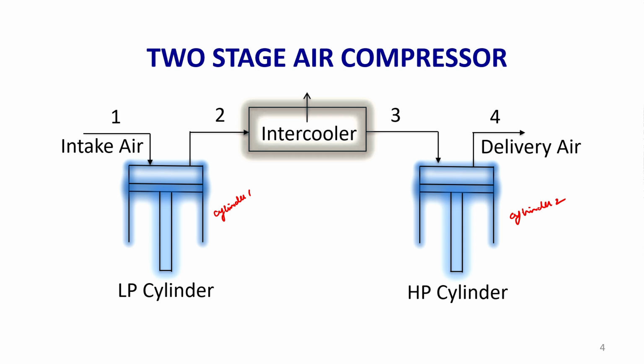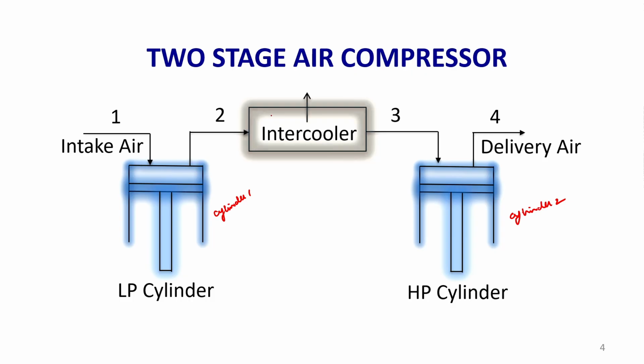In the intercooler, heat is removed from the compressed air, bringing down its temperature alone by a medium. So, we can use a coolant like water. So, the temperature is brought down and the compressed air from the low pressure cylinder, after it is cooled, where its temperature is reduced, is again circulated to the high pressure cylinder, where it is compressed further and the compressed air is discharged through the discharge valve.